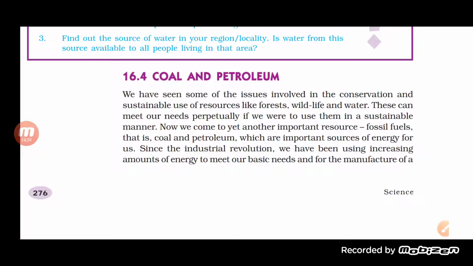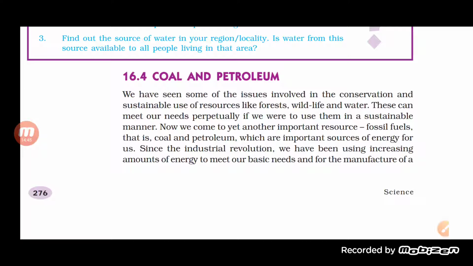From coal and petroleum, you know, students, petroleum products like petrol and diesel are used as fuel to run scooters, bikes, trains, ships, even aeroplanes. Kerosene and LPG, which we obtain from petroleum, are used as domestic fuel for cooking.